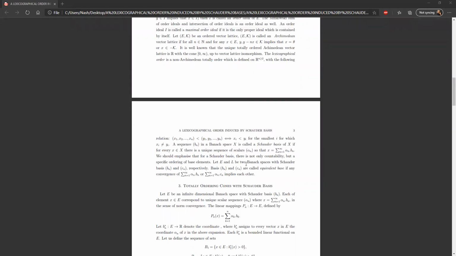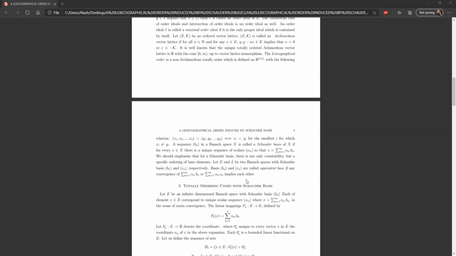Probably you know the definition of Schauder bases in Banach spaces, and we need to use a norm for giving Schauder bases because we will give this definition by using a kind of convergence, and for convergence, of course, we need a topology.